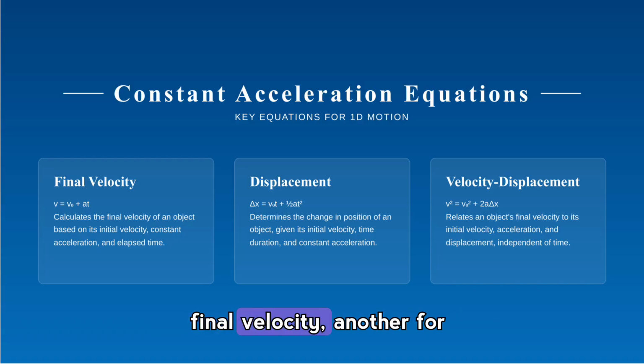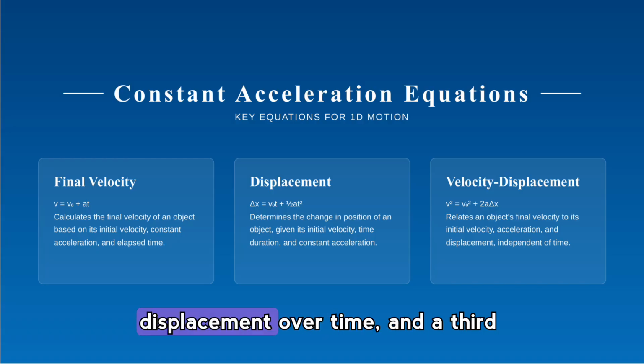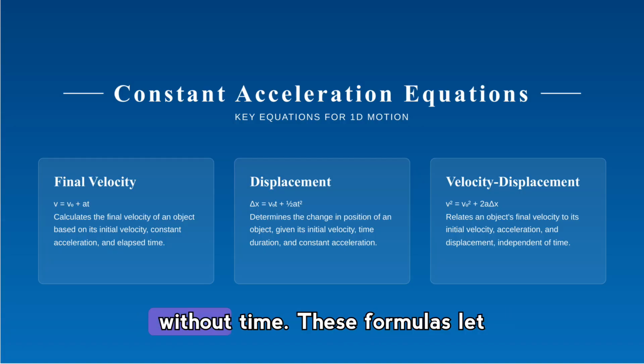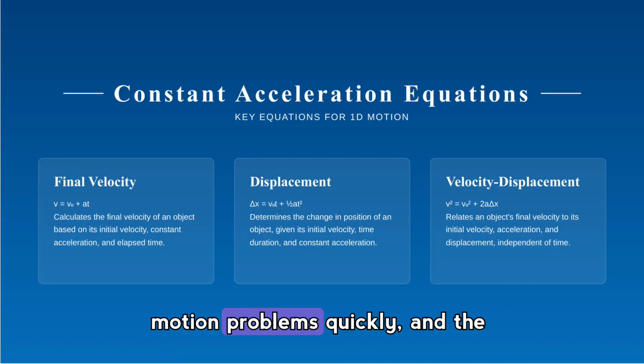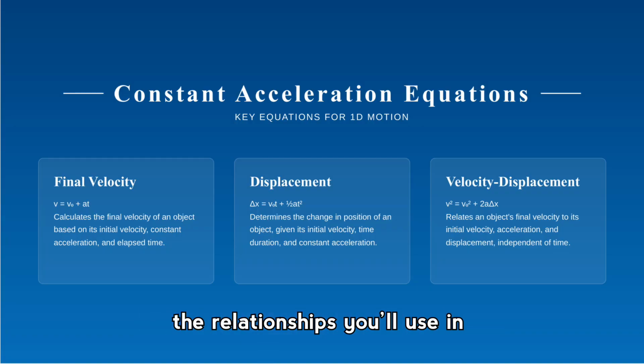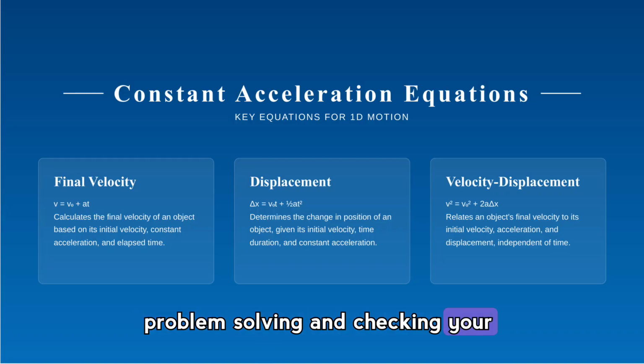When acceleration is constant, a compact set of equations gives us powerful predictive tools. One for final velocity, another for displacement over time, and a third that relates velocity to displacement without time. These formulas let you solve many one-dimensional motion problems quickly, and the box summaries on the slide show the relationships you'll use in problem solving and checking your work.